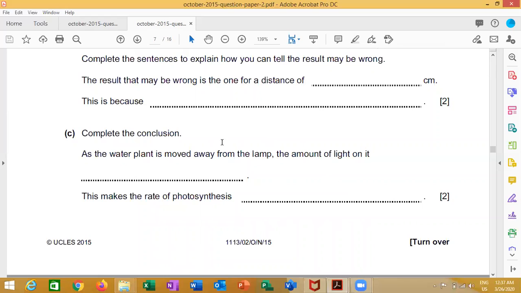Question C, complete a conclusion. What did you understand from the investigation? As the water plant is moved away, it means that the distance increased. What will happen to the rate of photosynthesis? Again, when the water plant is moved away, the amount of light on it decreased or reduced, or it will be dimmer. This makes the rate of photosynthesis decrease or reduce, or it will be slower.